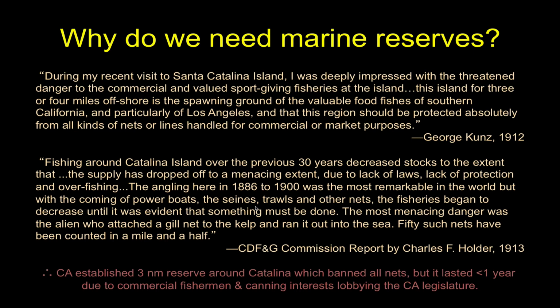And so the result of this effort was to establish a 3 nautical mile reserve around Catalina, which banned all nets, meaning these types of gill nets. But that was short-lived. It went into effect, and then the fishing industry basically said, no, we like to catch fish, so you should stop that. So a very forward-thinking effort to enact what we would now call an MPA, but it sort of burbled up and then got whacked back down.